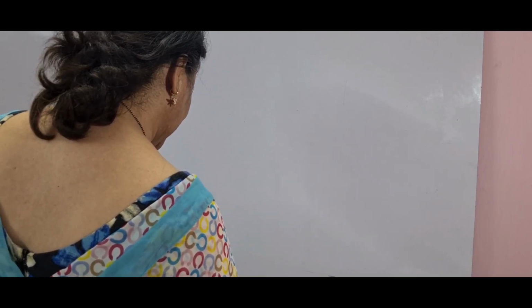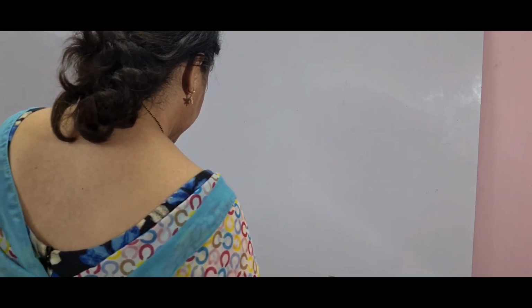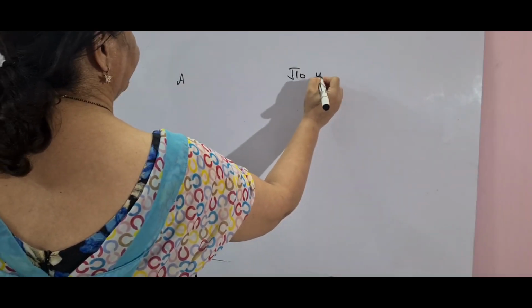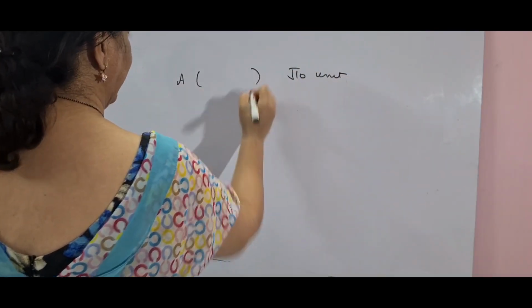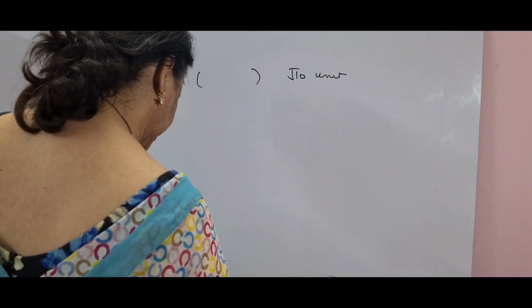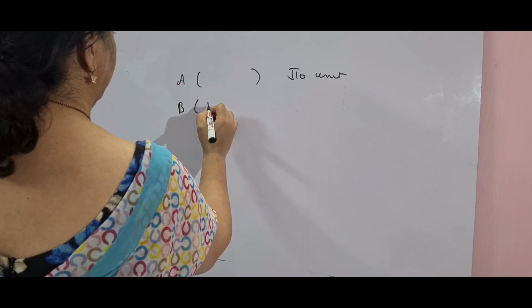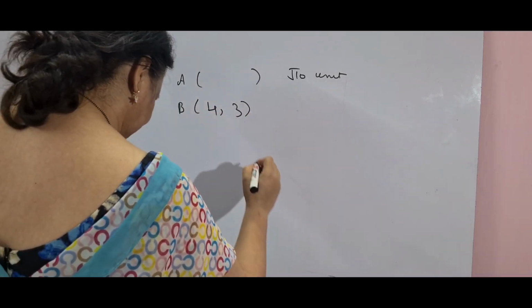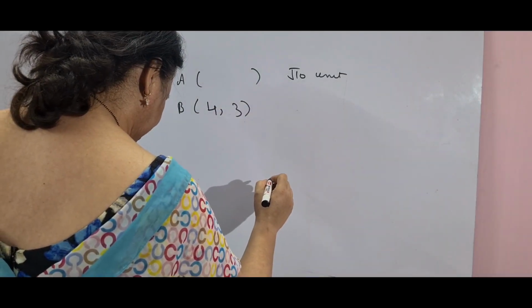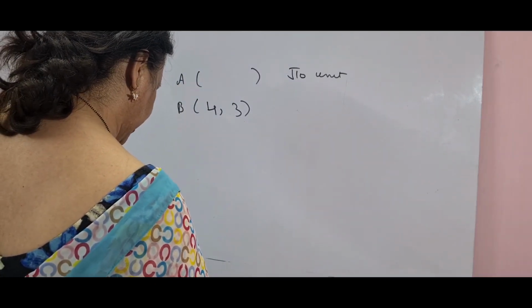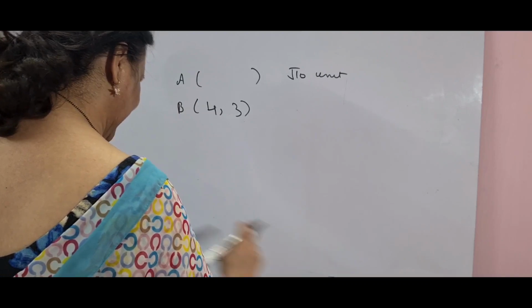Point A is at a distance of root 10 units from the point P(4, 3). I have taken the second point to be B(4, 3). Find the coordinates of the point A if the ordinate is twice the abscissa.